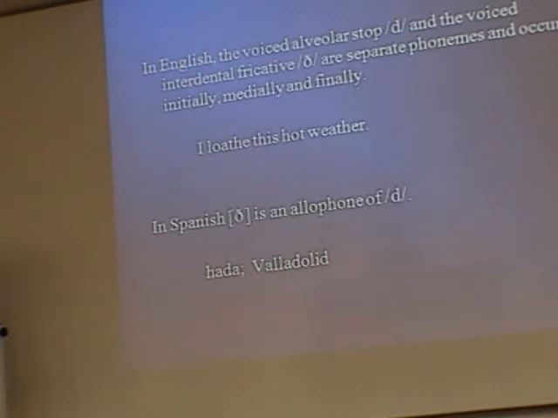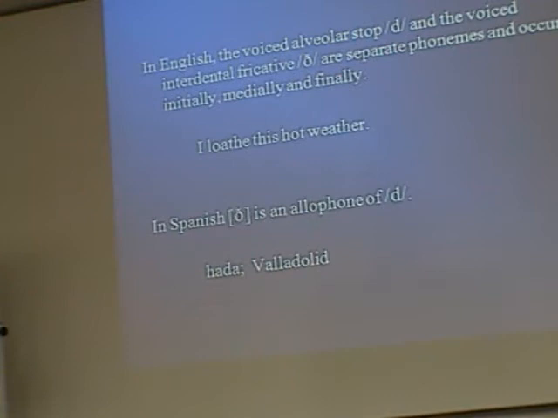Now, in English, the voiced alveolar stop, the D sound, and the voiced interdental fricative, the th sound, are separate phonemes. And they occur initially, medially, and finally. So I've given you a sentence here which has them initially, medially, and finally. I loathe this hot weather. I think I brought that one up when we had a heat wave in August once. So "loathe" ends in the th sound, "this" begins with it, and "weather" has the sound in the middle.